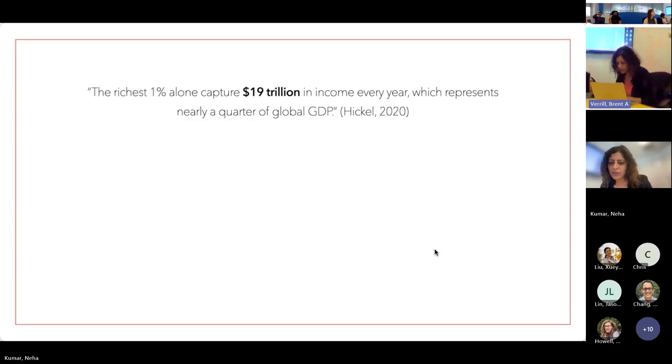So Jason Hickel reported, the richest 1% alone capture $19 trillion in income every year, which represents nearly a quarter of global GDP. And we're all familiar with the litany of environmental crises, but we do not always recognize them as outcomes of economic growth. Climate scientists have pointed for years to growth as a root cause of environmental devastation.